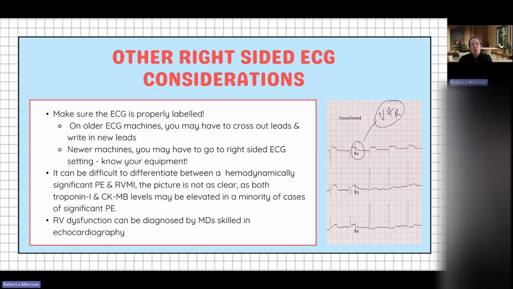The other tricky thing with right-sided MIs is it can be hard to differentiate between a significant PE and a right ventricular MI because they can both present with a bit of right ventricular failure. So the picture might not be as clear, and both can have elevated troponin and CK levels as well. So basically, if you and/or the physician are not sure what it is, a good way to distinguish is to have your physician do a quick bedside echo to check RV dysfunction, and they'll be able to get a better understanding of if it's a PE versus an MI.